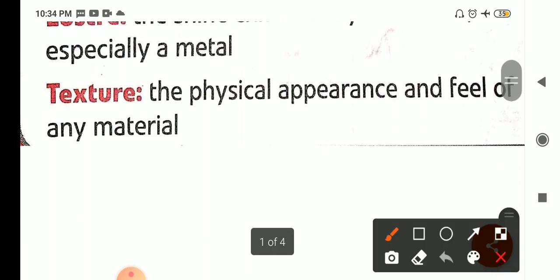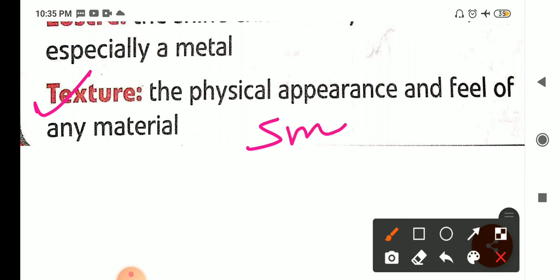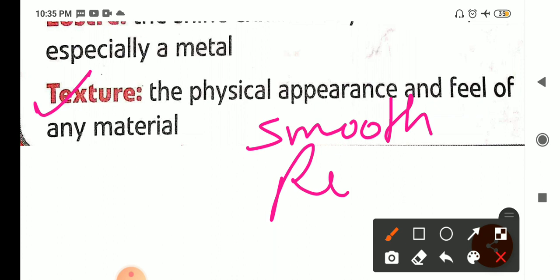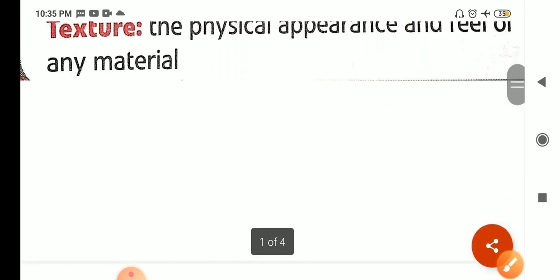Now see the next term, texture. The physical appearance and the feel of any material is called its texture. It may be a smooth texture or it may be a rough one, right? So this roughness and smoothness is called texture.